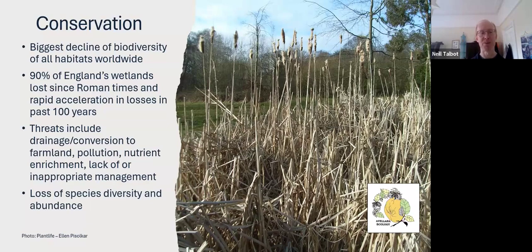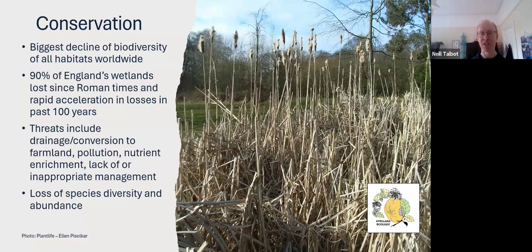And within England, 90% of our wetlands have been lost since Roman times, and there's been a much more rapid increase in losses of habitats in the past 100 years or so. There are various reasons for that. I can't go through everything in detail at the moment, but these include some farmland drainage and conversion to farmland, pollution and nutrient enrichment, but also inappropriate or lack of management in some sites.